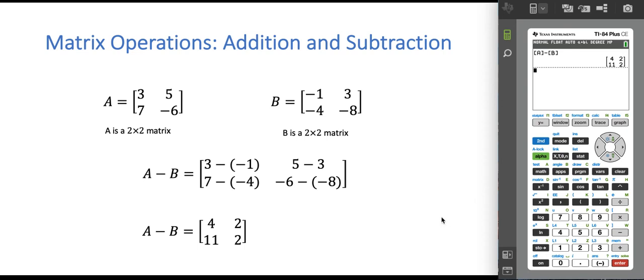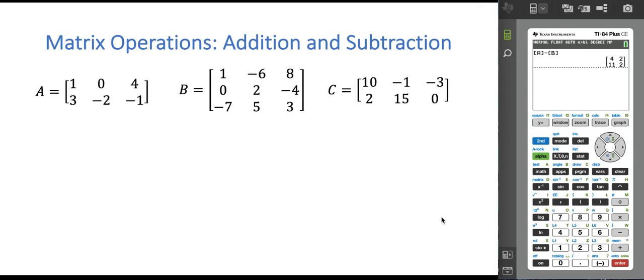Okay, now the next thing we want to do is add matrices that are different sizes. So for example, we have A, B, and C here. And if I want you to do this addition, there are 3 problems. Find A plus B, A plus C, and B plus C. 2 of these you cannot perform. So let's look at them one at a time.